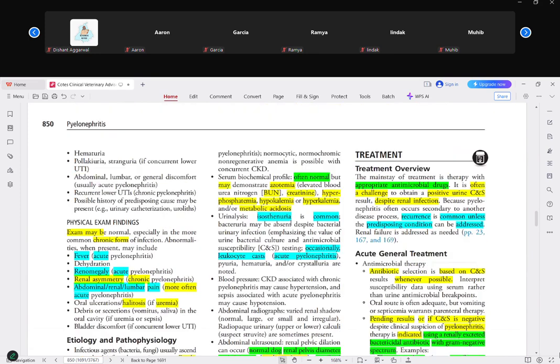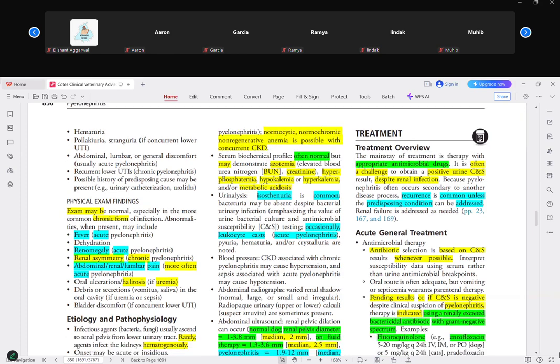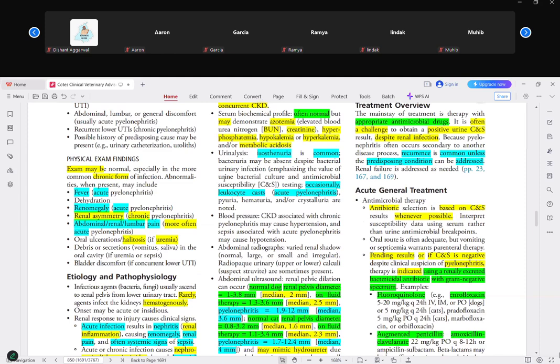In acute pyelonephritis, you're going to find increased neutrophils in the animal. You could find non-regenerative anemia in case of CKD, which could be a possible reason for this pyelonephritis. Usually the biochemical profile is going to be normal. The only things you could find are azotemia, hyperphosphatemia, and hypokalemia. Urine analysis will show isostenuria in the animal.